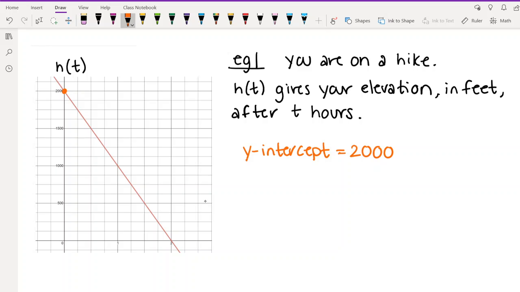Well, the function tells you your elevation in feet, right? And so the y values on this graph are representing a number of feet. So our y-intercept, our 2,000, is measured in feet. What does this tell us about our situation? Remember that we have the elevation after t hours. And so the elevation after 0 hours is 2,000. That tells us our initial elevation, right? That tells you where you're starting.